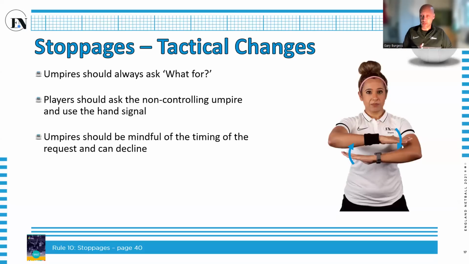Now, one of the top tips I can give you is that what we are suggesting to players is that they use the hand signal. So when they say umpire time, what for, tactical, that's a real visual. But what we're also suggesting to players is that if the umpire is currently just about to score the goal, it's a lot easier to ask the non-controlling umpire, because either umpire can hold time immediately after the goal's been scored. And it just means everything's been dealt with a lot more smoothly. Okay.